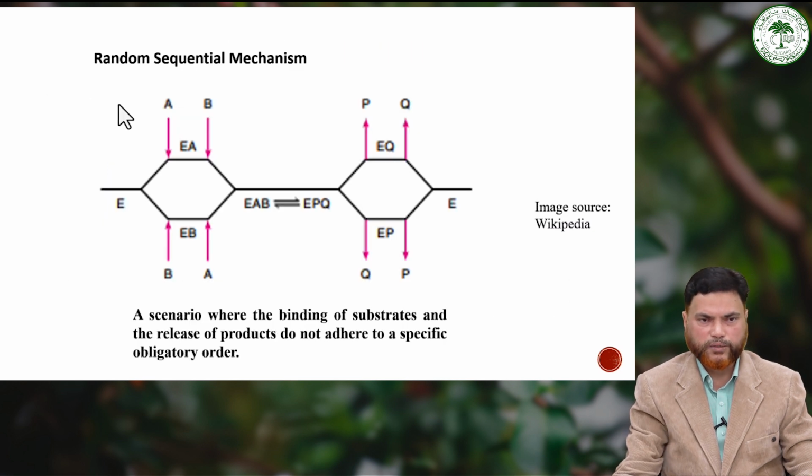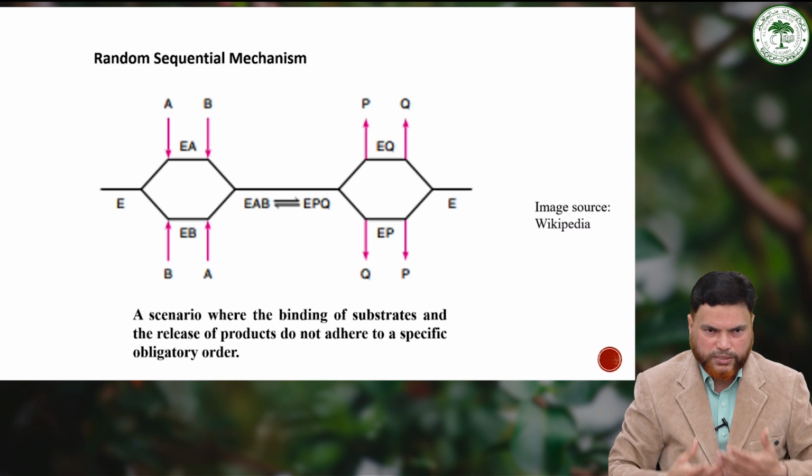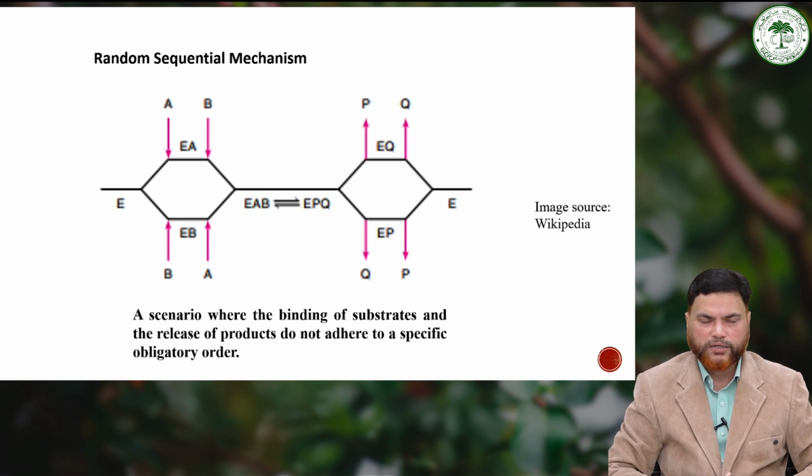Now the random sequential mechanism is a condition where the binding of substrate and the release of the product do not occur in a predetermined obligatory order, and the substrates bind to the enzyme randomly. Here it has been shown. A very interesting example is the phosphorylation of glucose by ATP to form glucose 6-phosphate. This reaction is catalyzed by hexokinase, initiating the first step of glycolysis, and is a very interesting example of a random sequential mechanism.